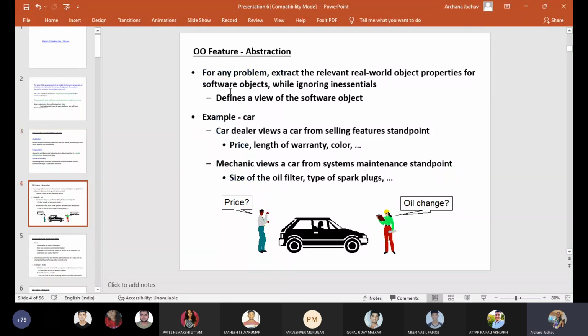So here the examples of abstraction are given. When you're talking about a car, the car dealer views a car from a selling features point of view, where he will talk about price, length of warranty, color, and other features. But a mechanic or mechanical engineer will view a car from the system maintenance standpoint. He will check the size of the oil filter, type of spark plugs, or the type of engine being used in that particular car.